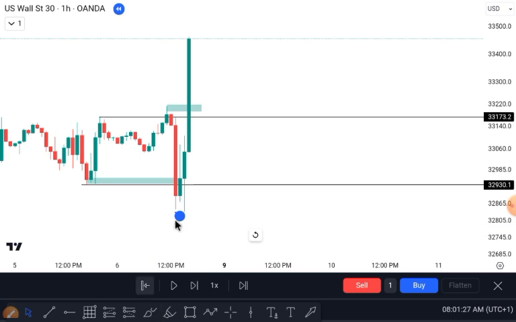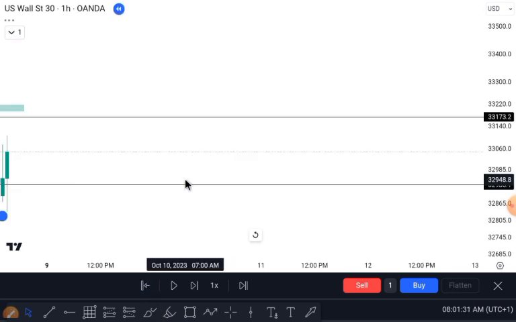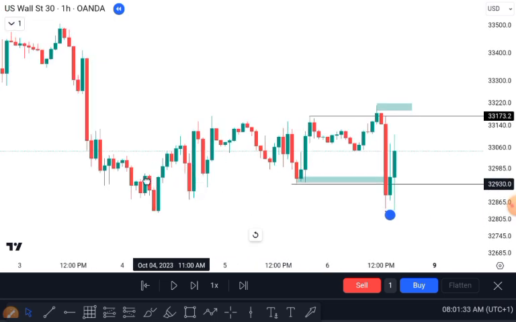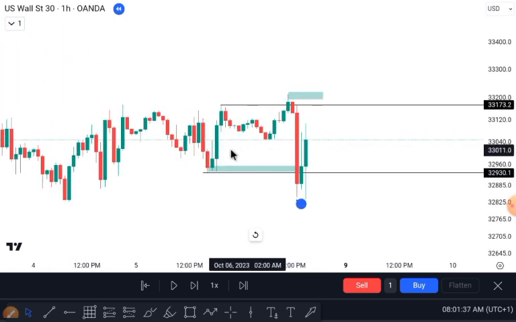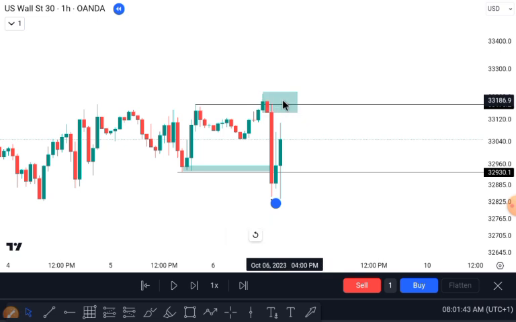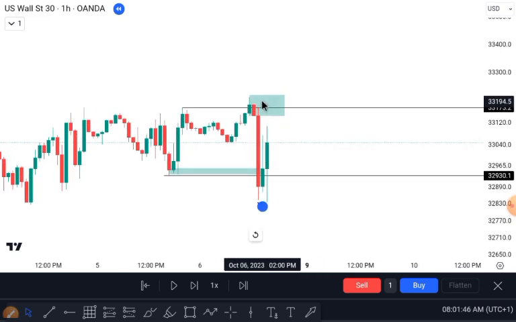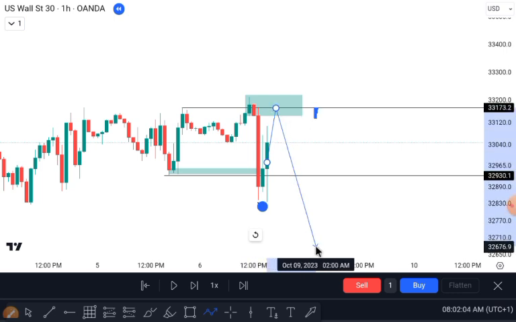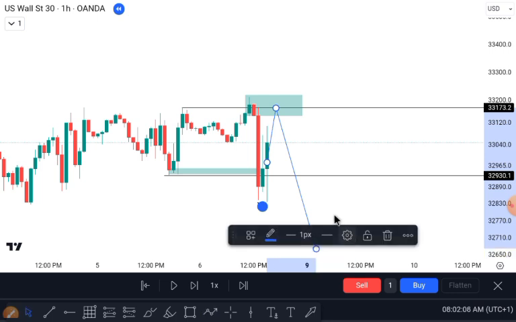Let's see. Good. Now look at this. Price has broken structure to the downside. Now a typical other block trader will mark out this candle here as the other block and wait for price to come back to it. Basically, price will go back to the candle and then reverse. This is what normally happens, but in this case, let's see what happens.